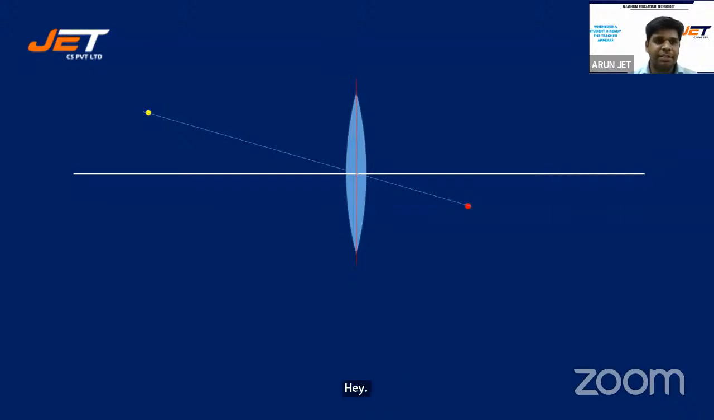Agree with this? Quickly type yes. All right, excellent. I got yeses. Now what I do next is a ray parallel to the principal axis.